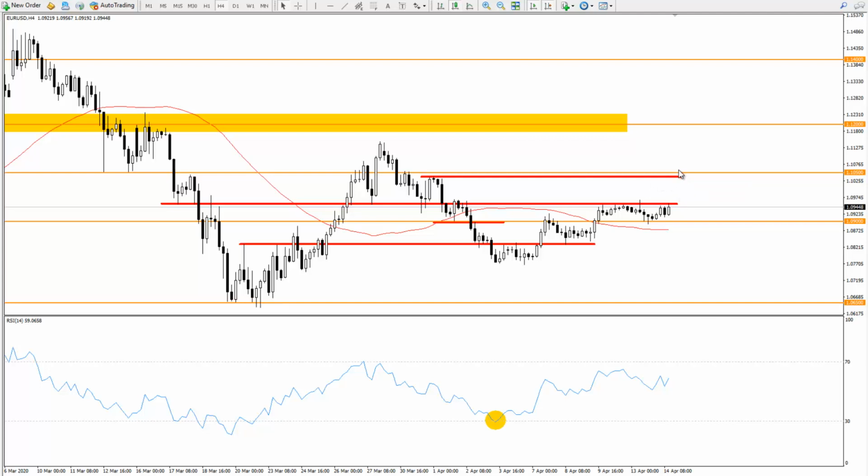Obviously, if we get a close above there, then we keep looking towards these previous peaks and potentially this big breakdown area up here. For the moment, we're still in our trading range. We haven't had that big decisive action to take us one way or the other out of this narrowing trading range.